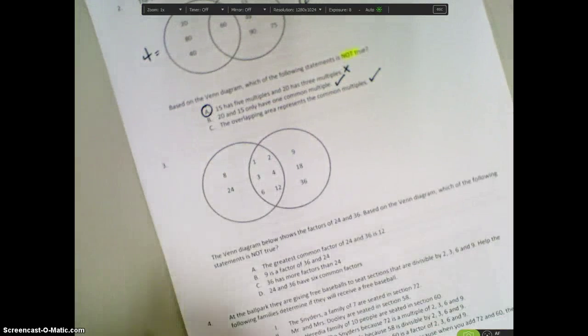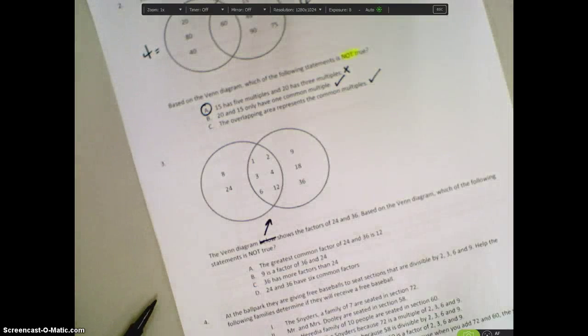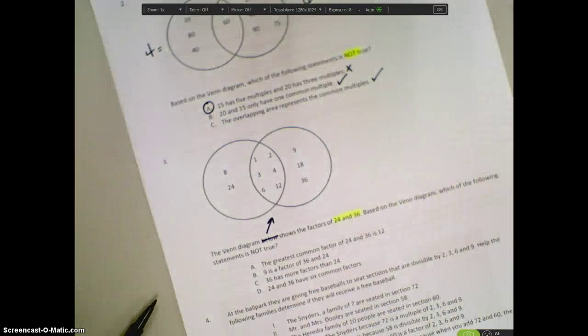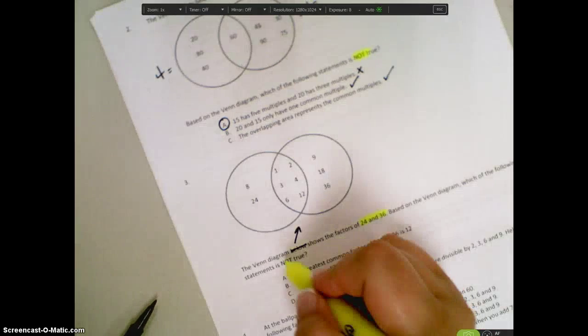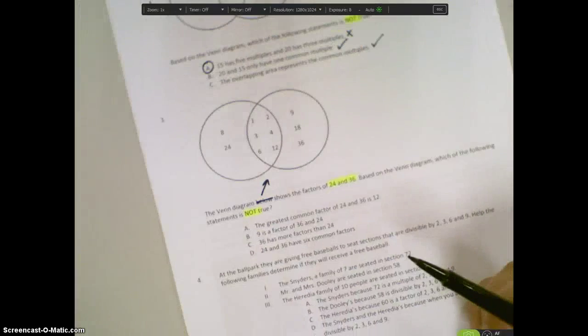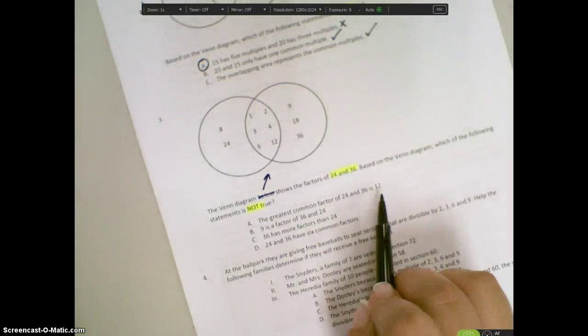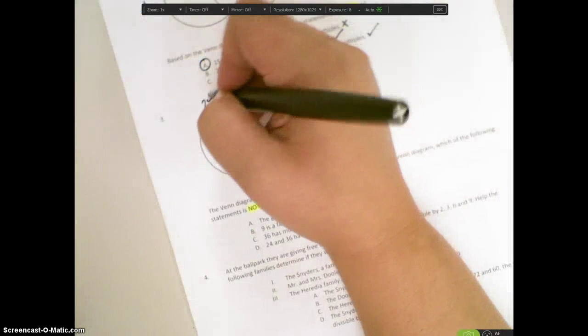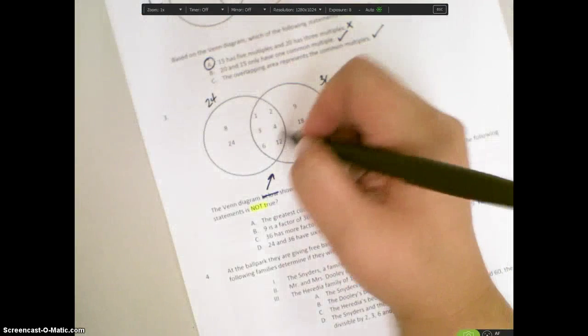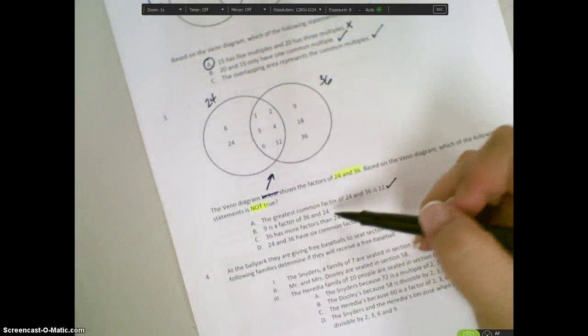Number 3, the Venn diagram below, that should be above. The Venn diagram above shows the factors of 24 and 36. Based on the Venn diagram, which of the following statements is not true? So again, you guys are getting a lot of not questions on this review, so make sure you're paying attention. A, the greatest common factor of 24 and 36 is 12. Well, if we look, this is my 24, this is my 36, and the greatest of the common is 12, so that is true. B, 9 is a factor of 36 and 24.